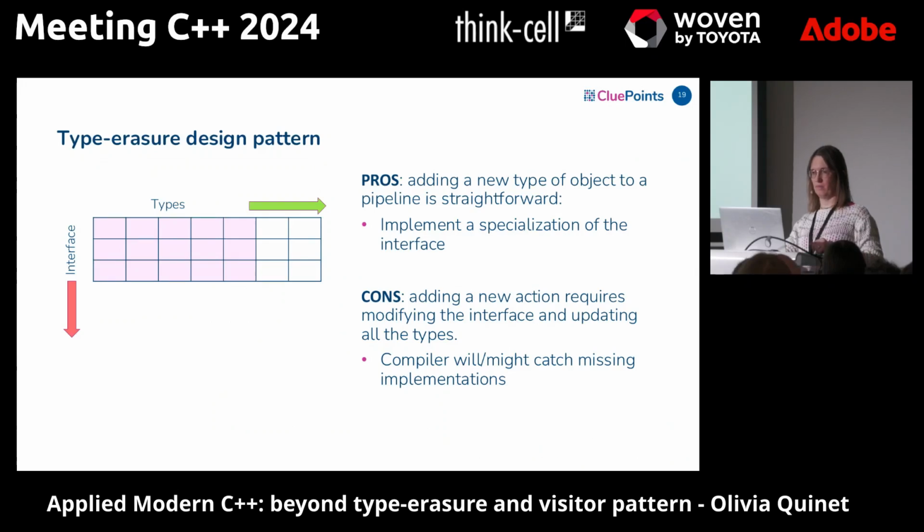So the pros and the cons. Pro: easy to add a type. Cons: quite difficult to add an action, because it requires modifying and adding a lot of code at different places, and so might be heavy.